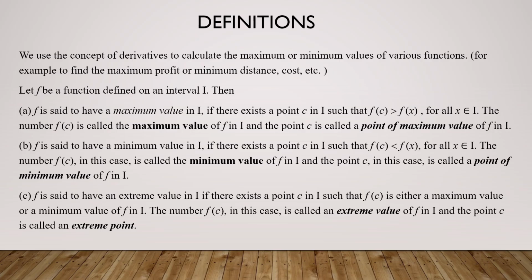The number f(c) in this case is called the minimum value, and over here the point c is called the point of minimum value. f is said to have an extreme value in I if there exists a point c in I such that f(c) is either a maximum value or a minimum value. The number f(c) in this case is called the extreme value of f in I, and the point c is called the extreme point. So extreme point covers the minimum and maximum value both.